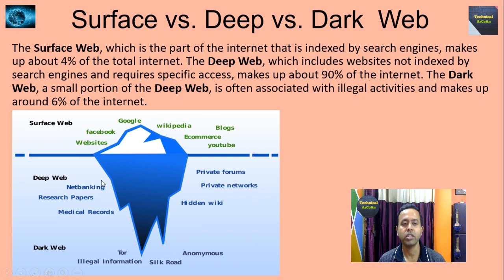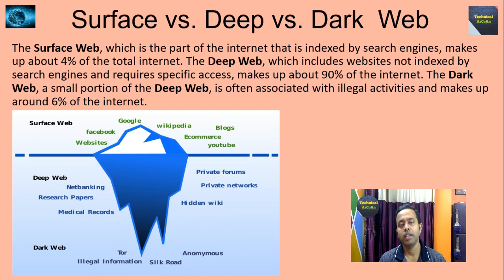So in that picture, what are the surface web applications, or what are the parts we use, like Google, Facebook? These types of websites we can use as the surface web, and this percentage is only 4%. And below, all are the hidden web.